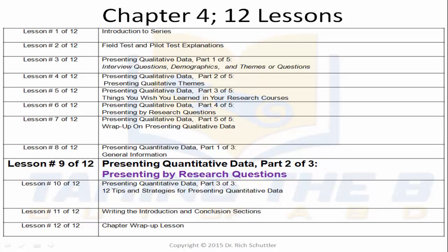In this lesson strategy, as you can see, lesson 9 here is part 2 of 3 parts dealing with presenting quantitative data. In the next lesson, I will provide 12 tips and strategies for presenting quantitative data to wrap up this 3-part series. Then, with lesson 11, I'll give information on writing the introduction and conclusion sections to your chapter, as well as then in lesson 12 with a wrap up of the entire 12 lesson strategy for how to write chapter 4.